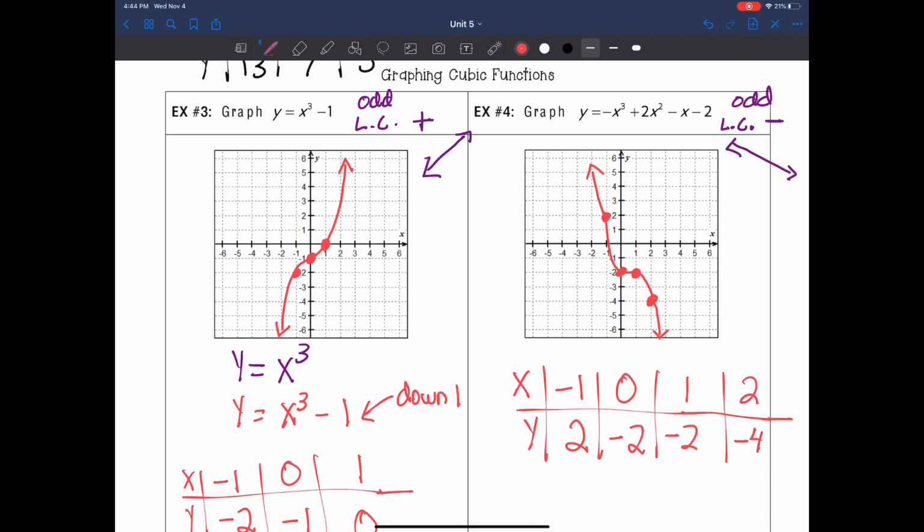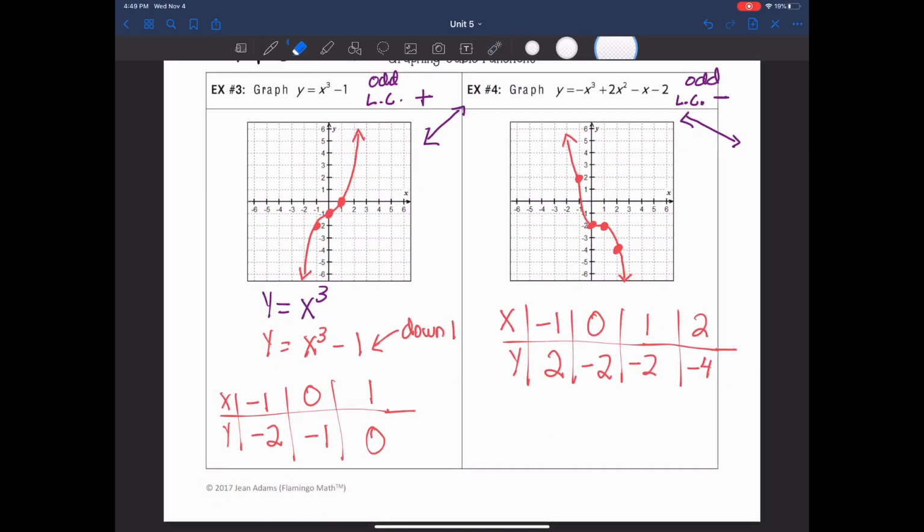And every one of these looks a little bit different. So x cubed minus 1 is definitely going to look different than this graph right here. But like I said, the important stuff to remember is the end behavior and recognizing what the degree and what the leading coefficient does to it. All right, let's go ahead and move on to the next page.